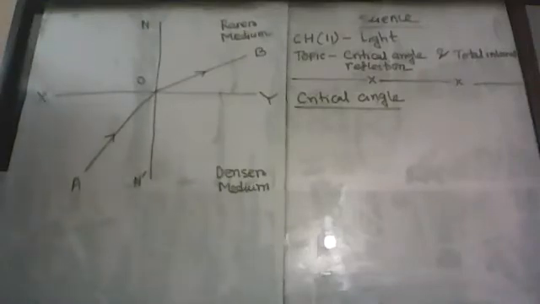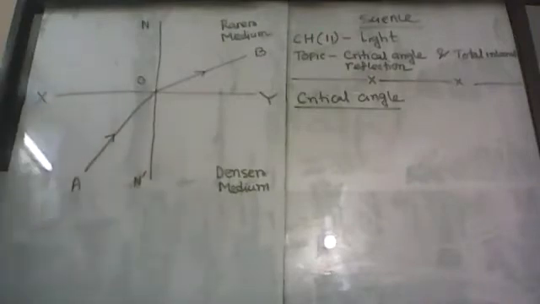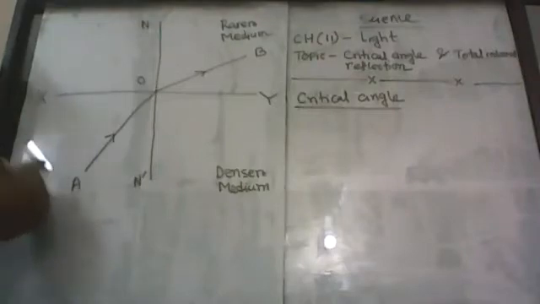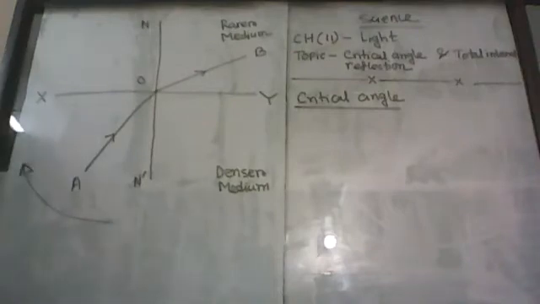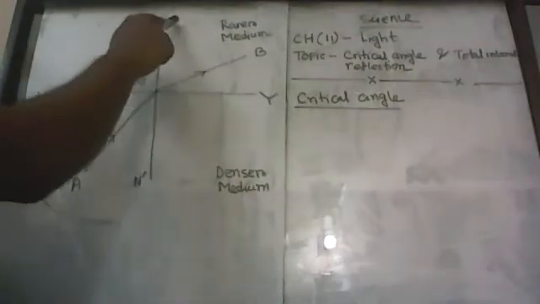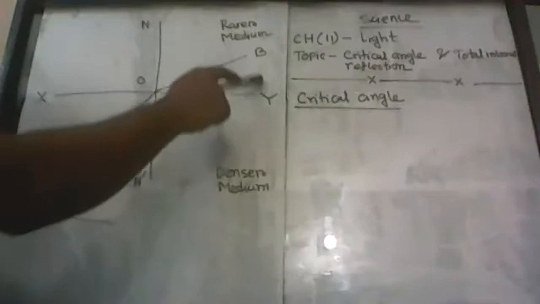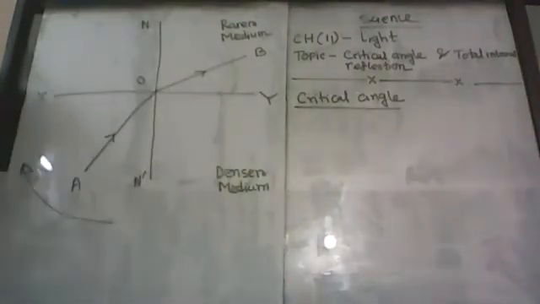Now, if I increase the angle of incidence in this particular direction, then what is happening here? You'll see that the refracted light goes in the forward downward direction in this particular path. So, for the case of a particular angle of incidence, you see this.